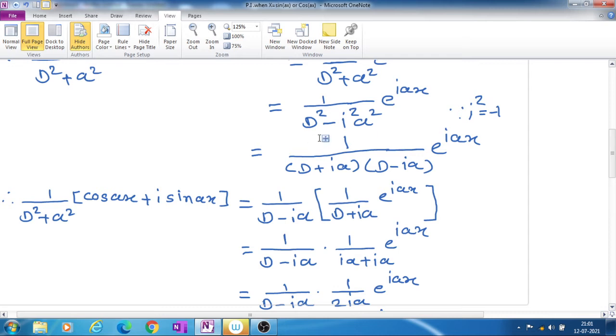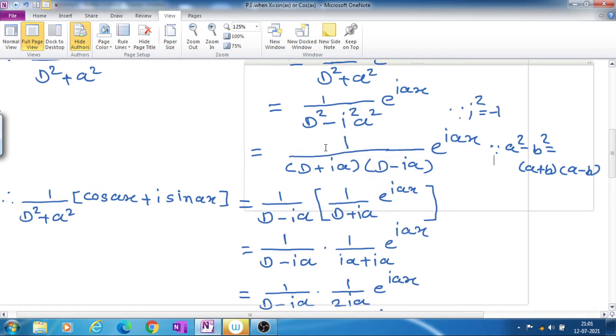So factors, you know the formula a square minus b square is equal to a plus b into a minus b. This formula you know. Therefore factors of d square minus i square a square are d plus ia, here the value of b is ia. Therefore factors are d plus ia and d minus ia. So these two factors into e raised to iax.